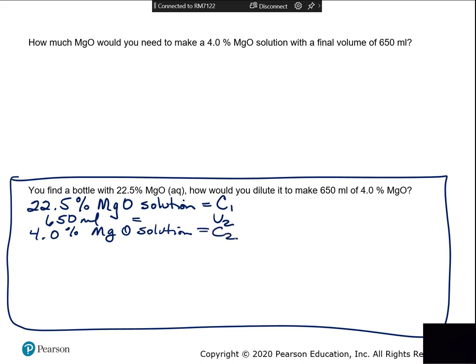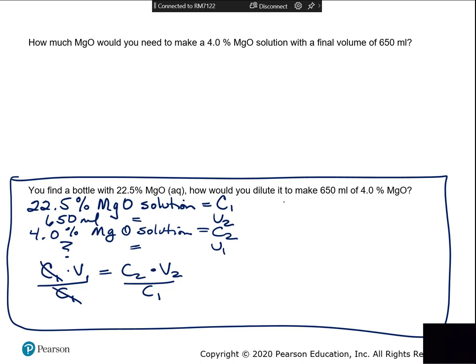So what don't I know? I don't know V1. So C1 times V1 equals C2 times V2. So I got to get V1 all by itself. What do I move? C1. So divide both sides by C1. That's going to cancel them. So V1 gets all by itself on one side of the equation. And then just plug your numbers in.